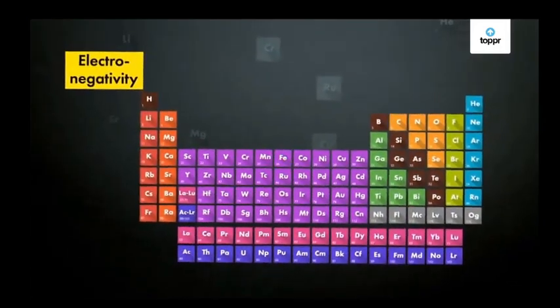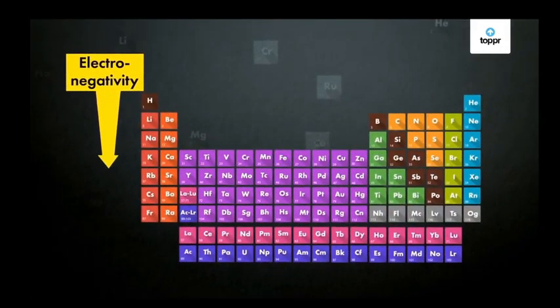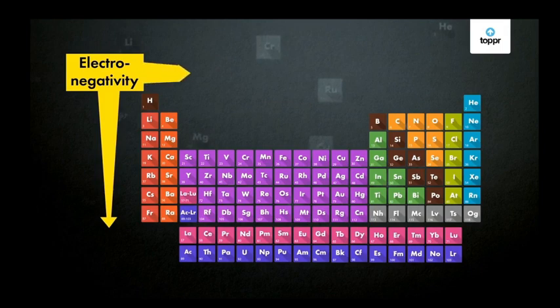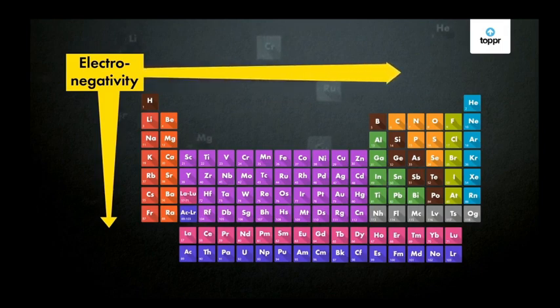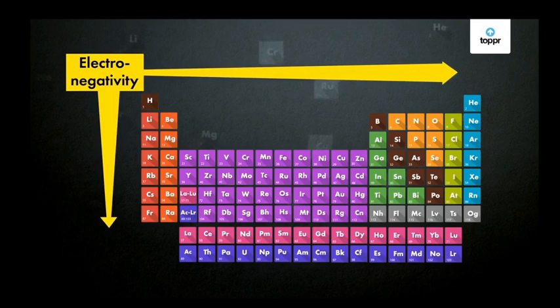By now, you would have guessed the trend in electronegativity down the group. Most definitely, it decreases. But can you guess what would happen across a period? Absolutely. The electronegativity increases as we move from metallic towards less metallic elements. So we can conclude that electronegativity increases across the period but decreases down the group.